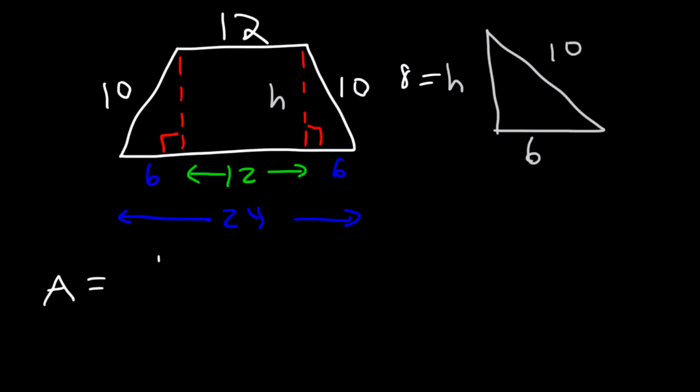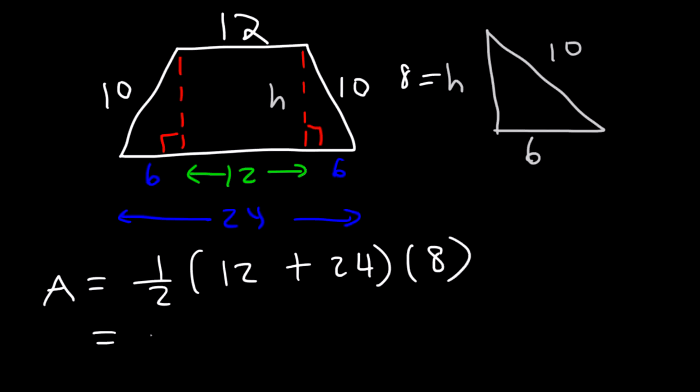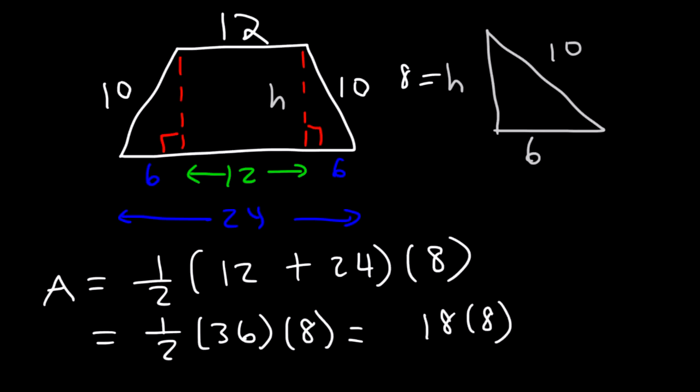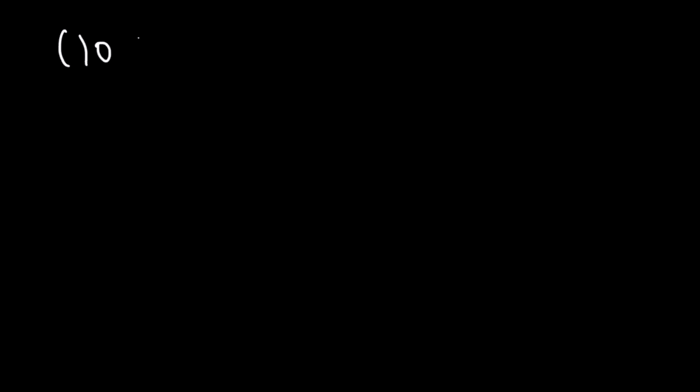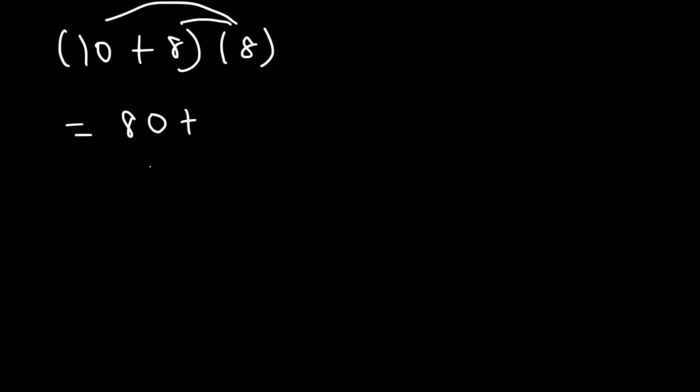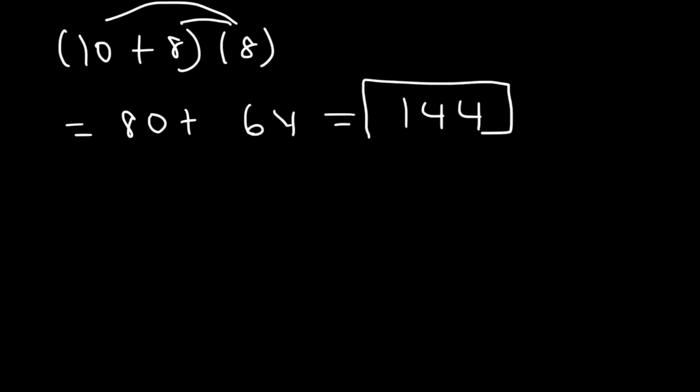So the area is going to be 1/2 b1, which is 12, plus b2, which is 24, times the height of 8. So 12 plus 24, that's 36. And half of 36 is 18. So 18 times 8. Let's break 18 into 10 and 8 and distribute 8. 8 times 10 is 80. 8 times 8 is 64. And 80 plus 64 is 144. So that's the area of this particular trapezoid.